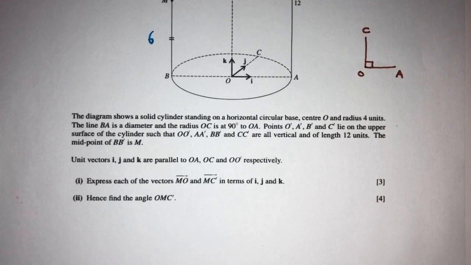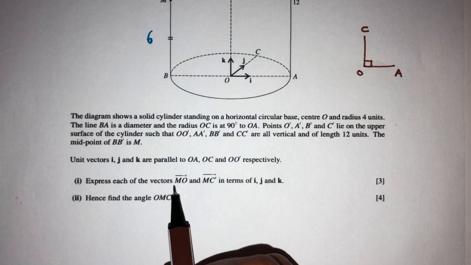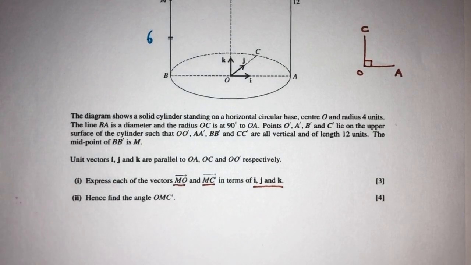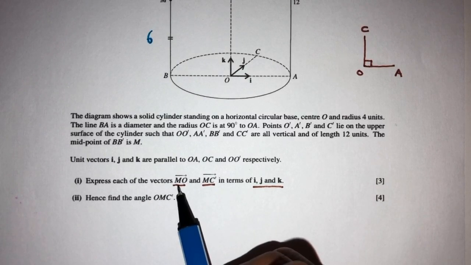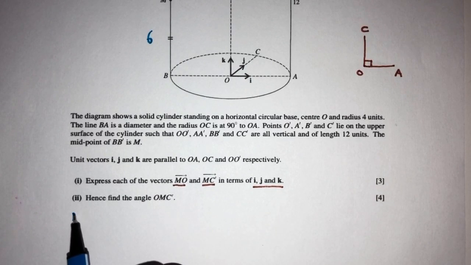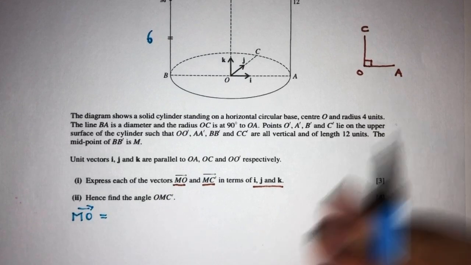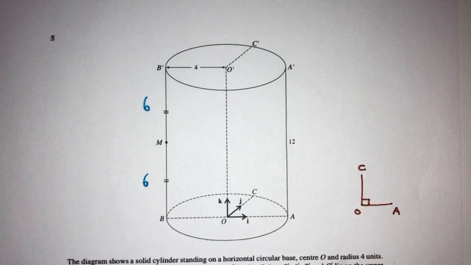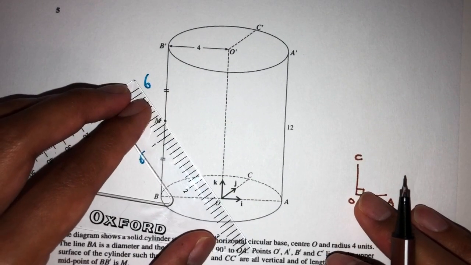Now part 1, we have to express each of the vectors MO and MC in terms of i, j, and k. So pretty easy. First let's begin with MO. MO means you start from M and you go to O. So how can we do this? Let's observe and use the diagram. Let's join M to O. So we have to join these two.